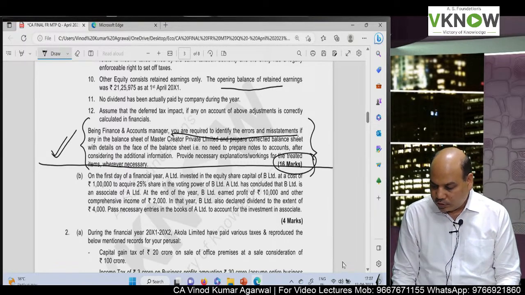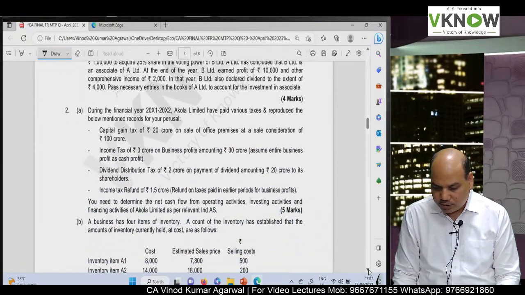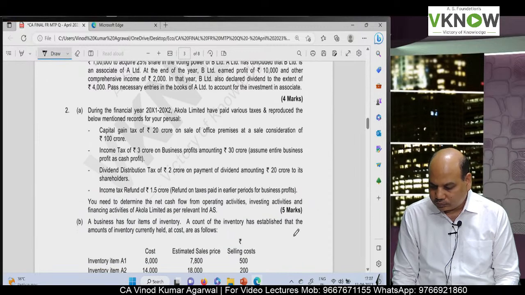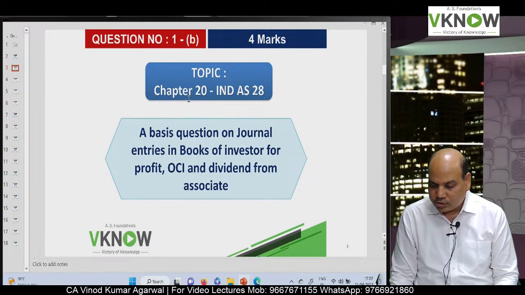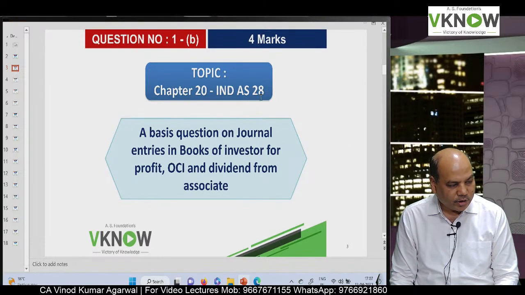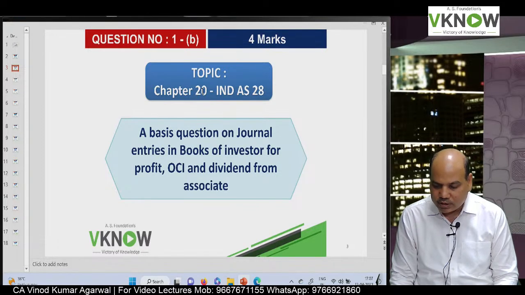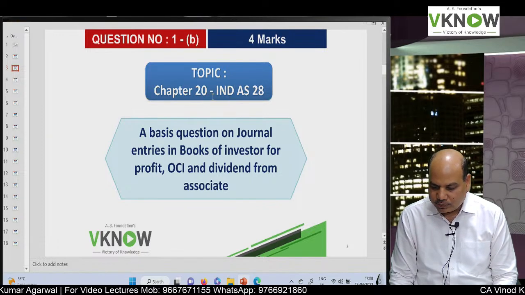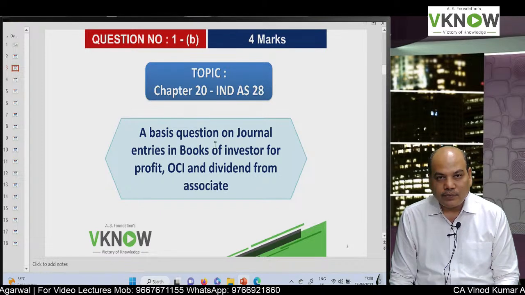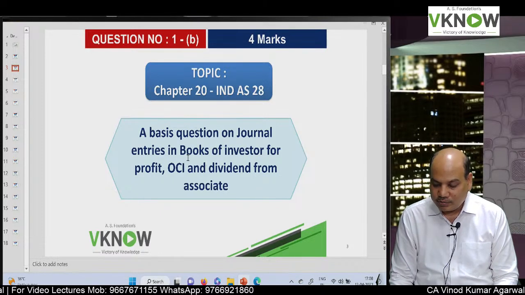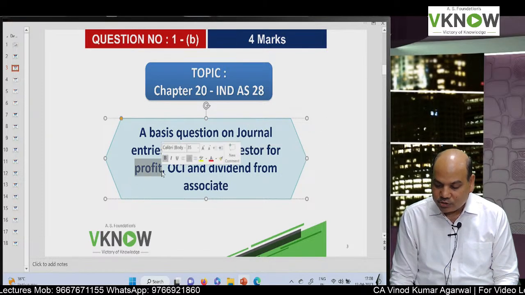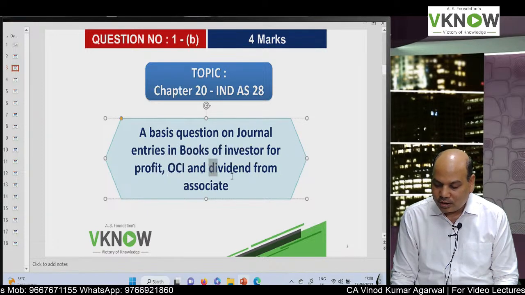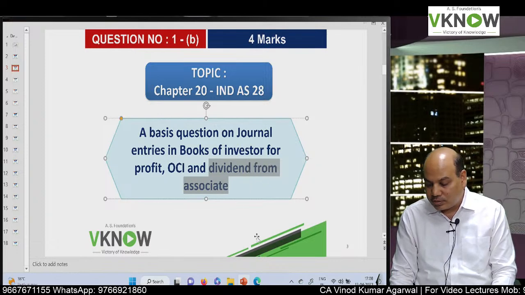One of the simplest questions was 1B. Question number 1B. What was 1B about? Let us see. Question number 1B was on Ind AS 28. Ind AS 28, chapter number 20 is in our class note. So that also I mentioned. Those who have attended our classes, this is chapter 20, Ind AS 28, and this was a very basic question on passing journal entries in the books of the investor when the associate makes profit, associate has OCI, and the investor receives dividend from the associate.